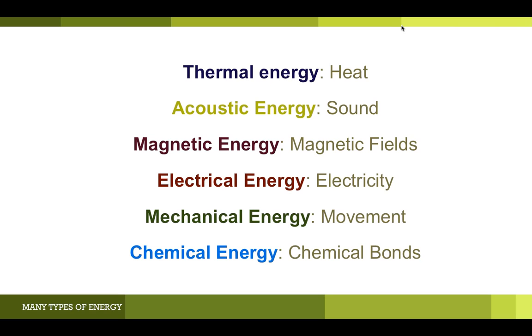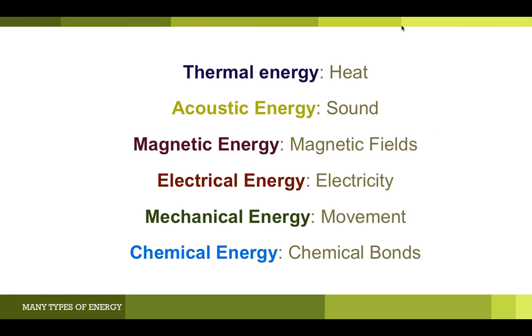So here's a few different types of energy. There's a lot more than this. There's thermal energy, which is heat. Acoustic energy is sound. Magnetic energy is energy stored in magnetic fields. Electrical energy, of course, is electricity. Mechanical energy is movement. Chemical energy is chemical bonds. But there's a whole bunch more.